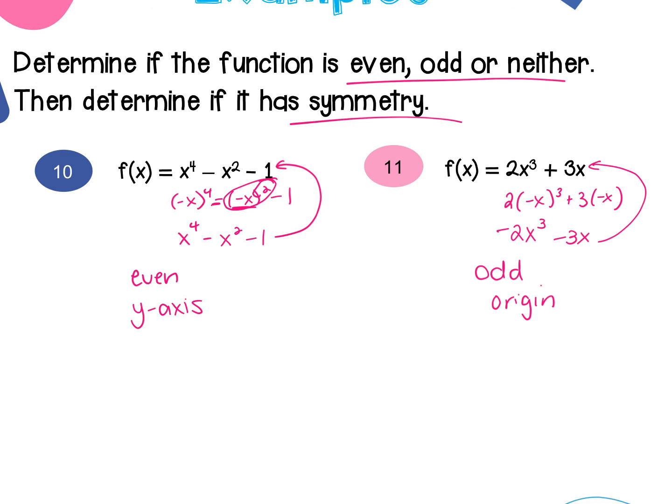And remember, again, it can't be symmetric to the x-axis and still be a function. So if it has an f of x in it, it's not going to be symmetric to the x-axis. So even if it's a neither, it still can't be symmetric to the x-axis. If it's neither, does that mean it has no symmetry? Correct. Because it can't be symmetric to the x-axis.